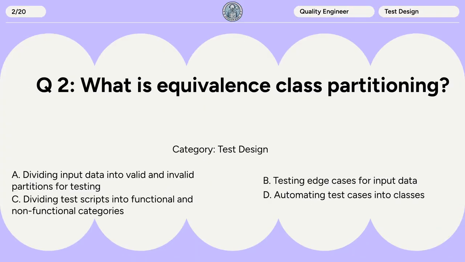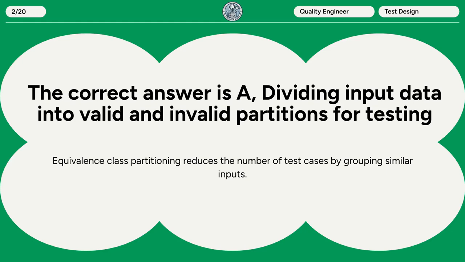Question 2. What is equivalence class partitioning? A. Dividing input data into valid and invalid partitions for testing. B. Testing edge cases for input data. C. Dividing test scripts into functional and non-functional categories. D. Automating test cases into classes. The correct answer is A. Dividing input data into valid and invalid partitions for testing. Equivalence class partitioning reduces the number of test cases by grouping similar inputs.